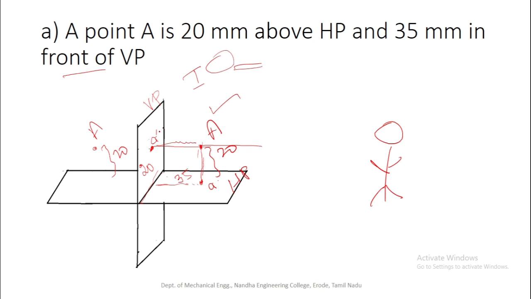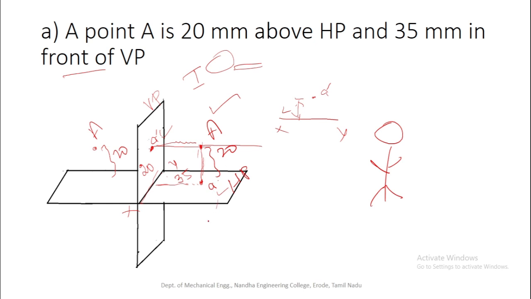After we project the front view over the VP and the top view over the HP, we have to rotate the horizontal plane 90 degrees in the clockwise direction. So the top view will come below the XY reference axis. XY reference axis is nothing but the intersection of VP and HP. So this is the XY reference axis. The front view will be lying 20 mm above the HP, so we measure 20 mm from the XY. So this is a dash. This is the 20 mm.